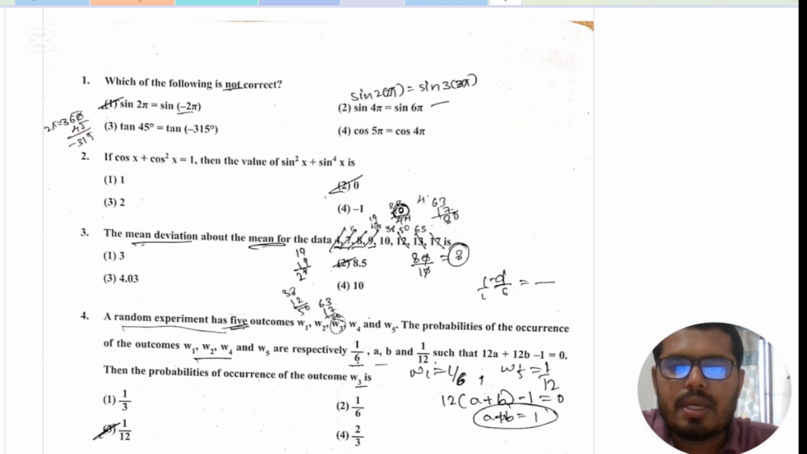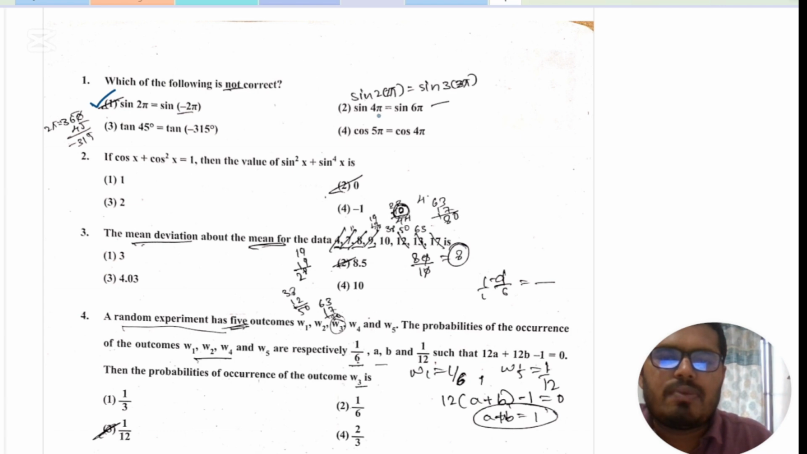Which of the following is not correct? It means which of the following is false. They asked a false statement here. Then first option is sin 2 pi is equal to sin of minus 2 pi. Sin 2 pi is 0 and sin minus 2 pi is also 0. Therefore first statement is correct.